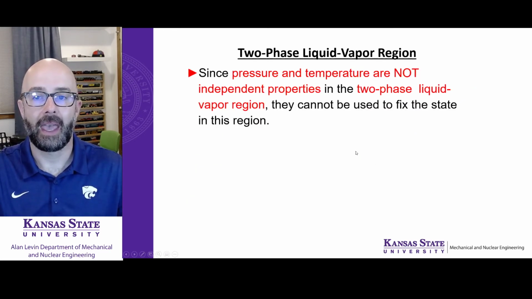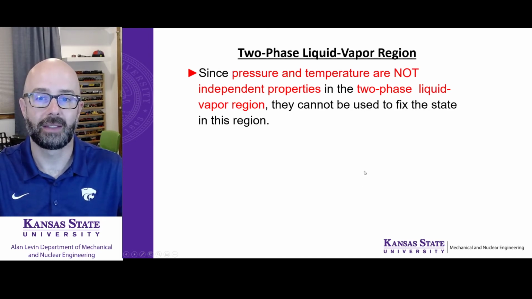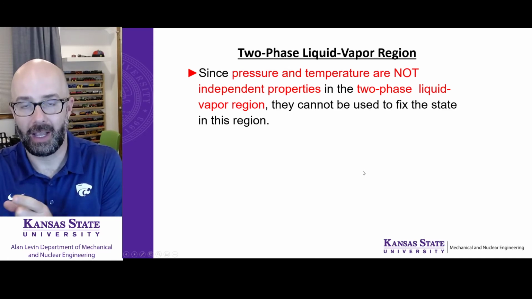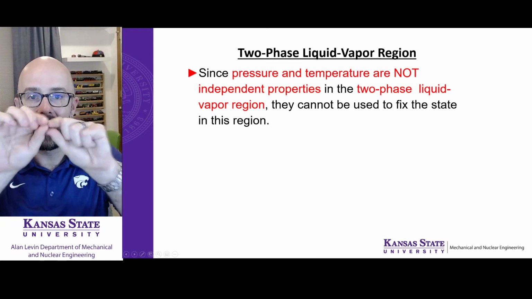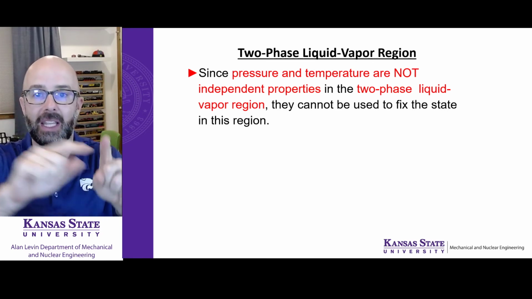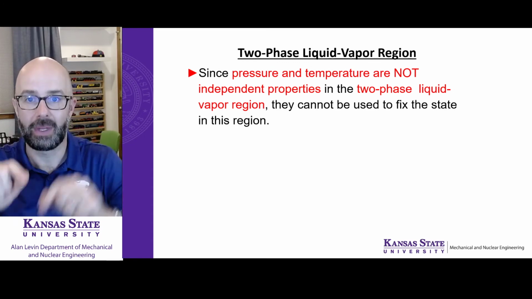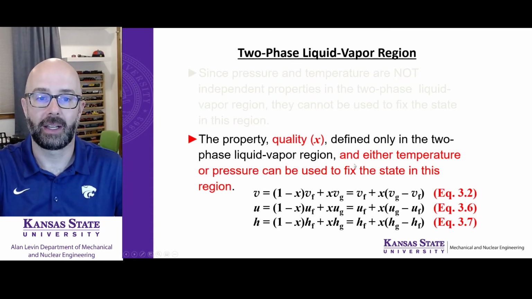Okay. And I told you that pressure and temperature are not independent because it's two-phase. They can't be used to fix the state. We need to have quality when we're on that saturation line. So that straight line that goes from saturated liquid to saturated vapor is called the saturation line. Okay, we need to know when they're on the saturation line.